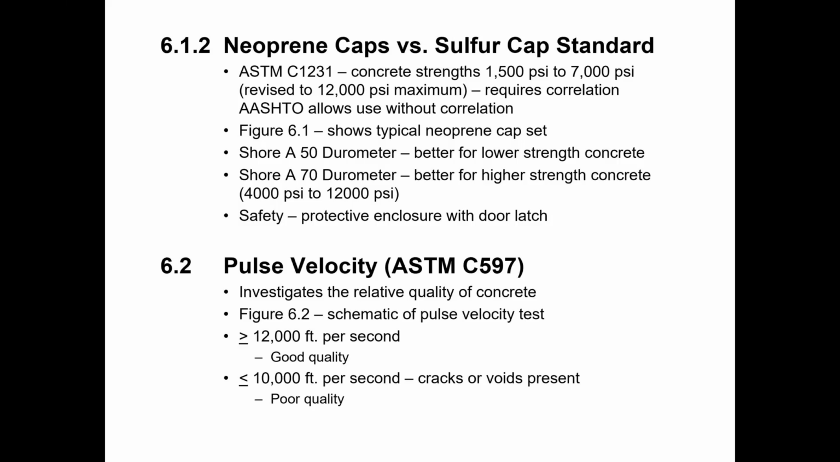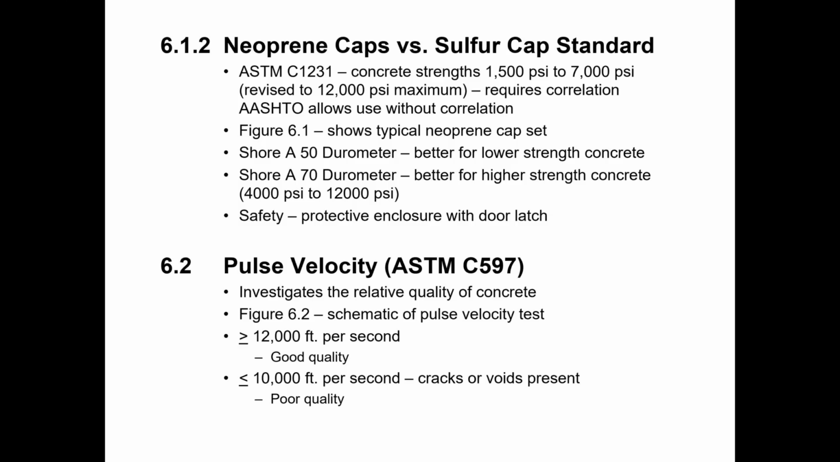and so it can be used on in-place structures to establish the relative quality of the concrete. The way this test works is we have a transmitter and a receiver. We place the transmitter on one side of the concrete that is being tested, the receiver on the other side. The transmitter transmits a sound wave through the concrete. Based on the speed with which the sound is transmitted, we can make some assessments of the quality of the concrete. Generally, higher quality concrete is going to transmit the sound wave at a higher speed. And so if we get a transmission speed of above 12,000 feet per second, then that's indicative of good quality concrete.